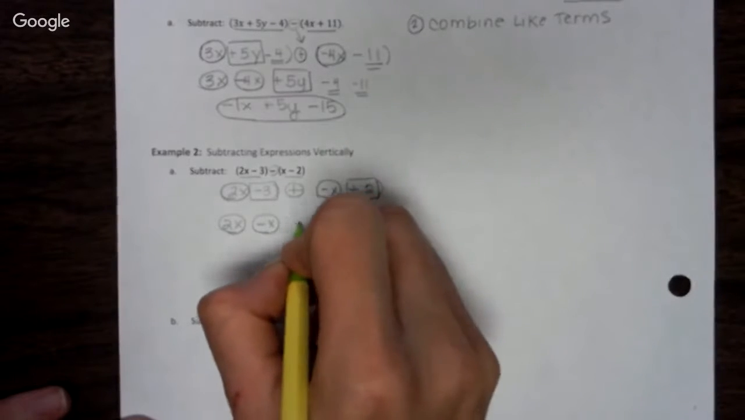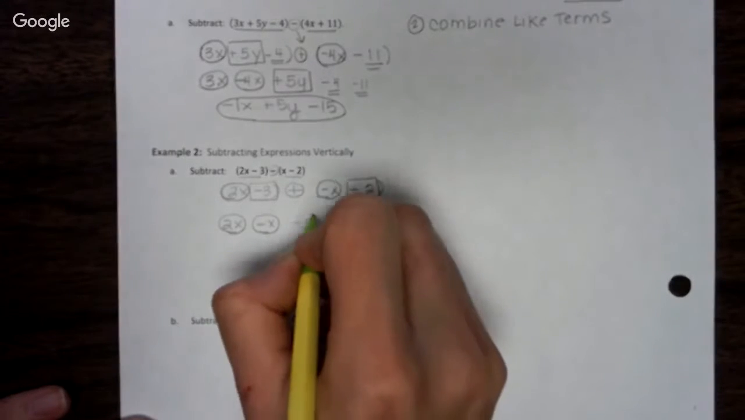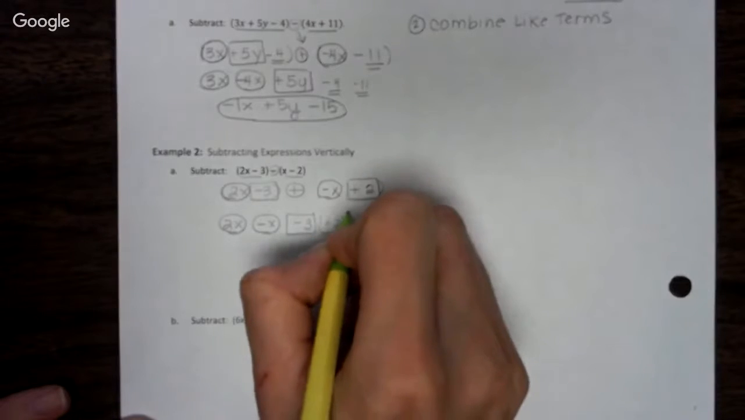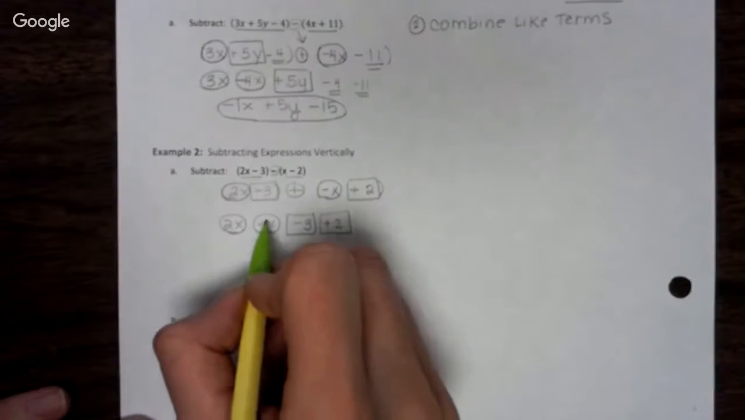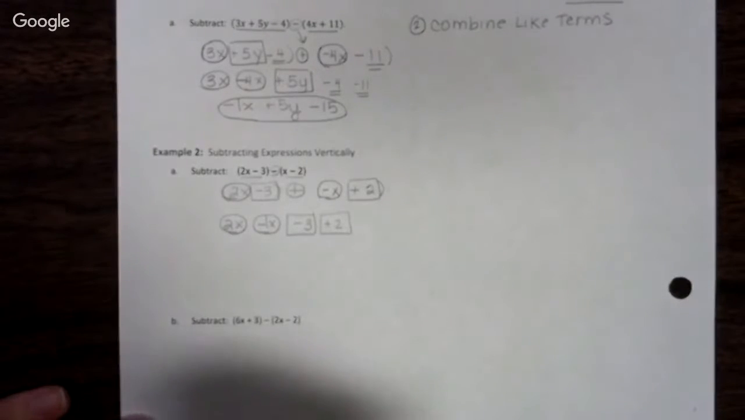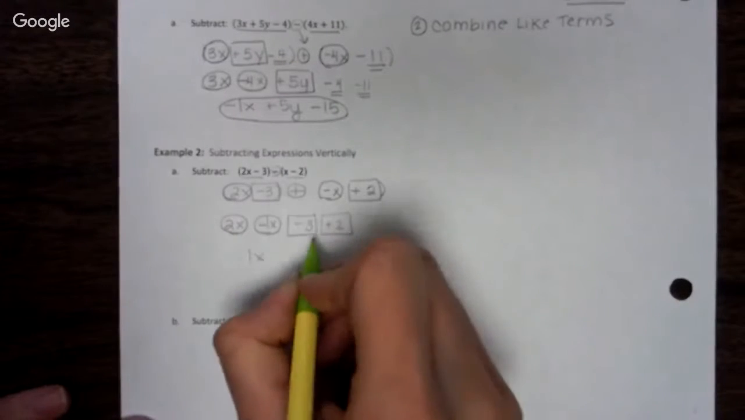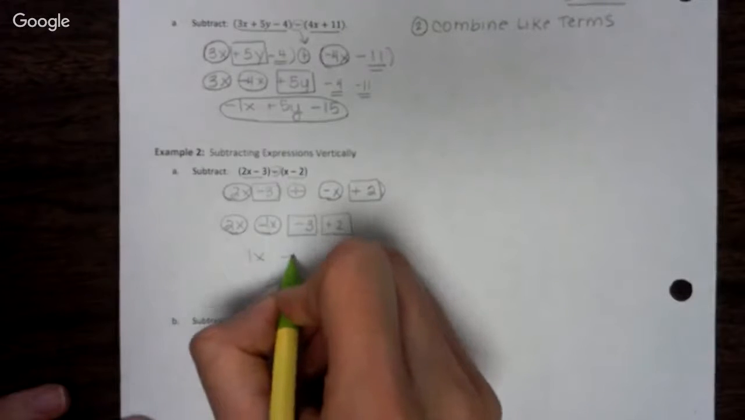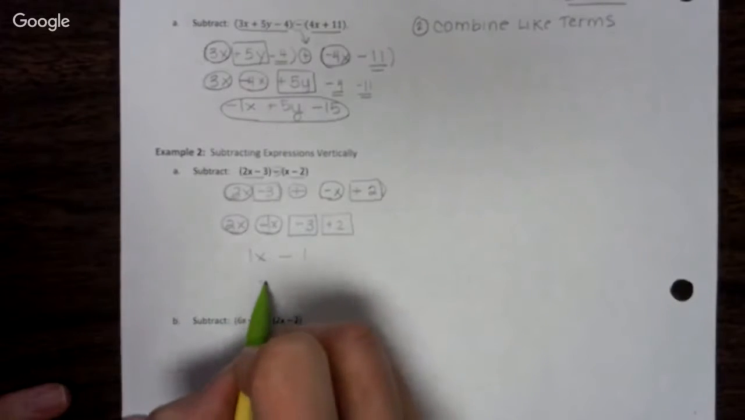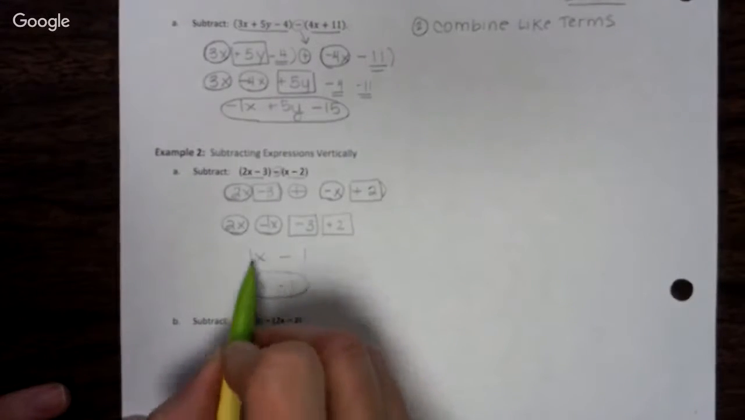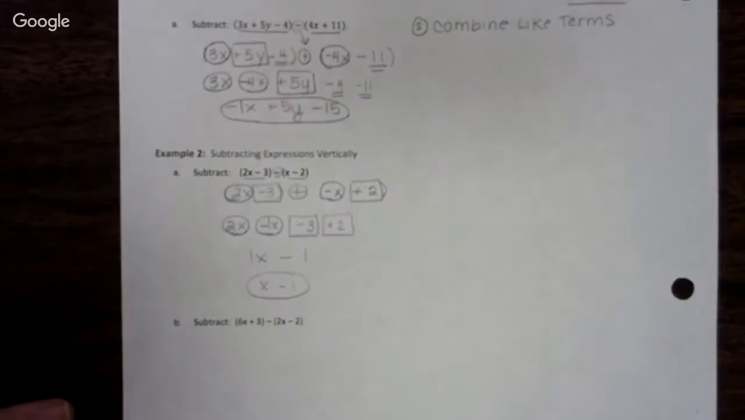-3 plus 2 go in boxes next to each other. This is really -1x. You can fill in your 1. 2 plus -1 is 1. -3 plus 2 is -1. So my answer is x minus 1. If you left it as 1x minus 1, that would be okay as well.